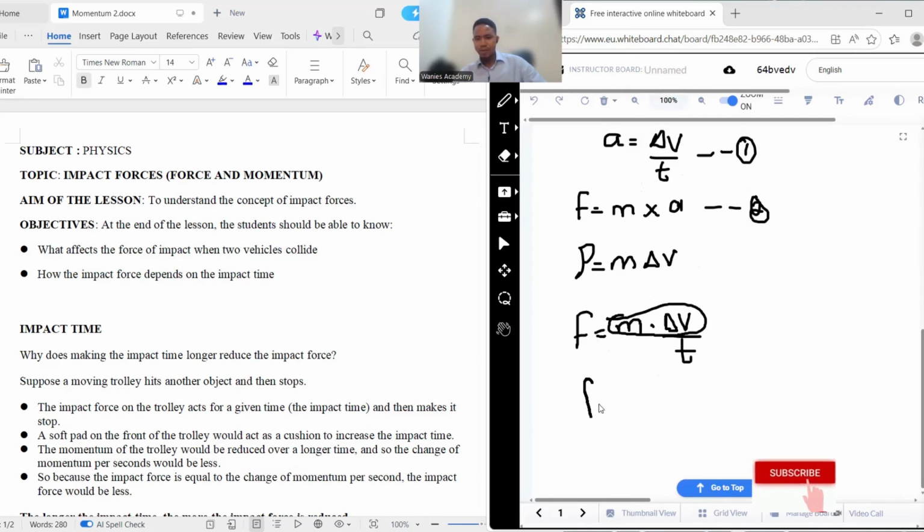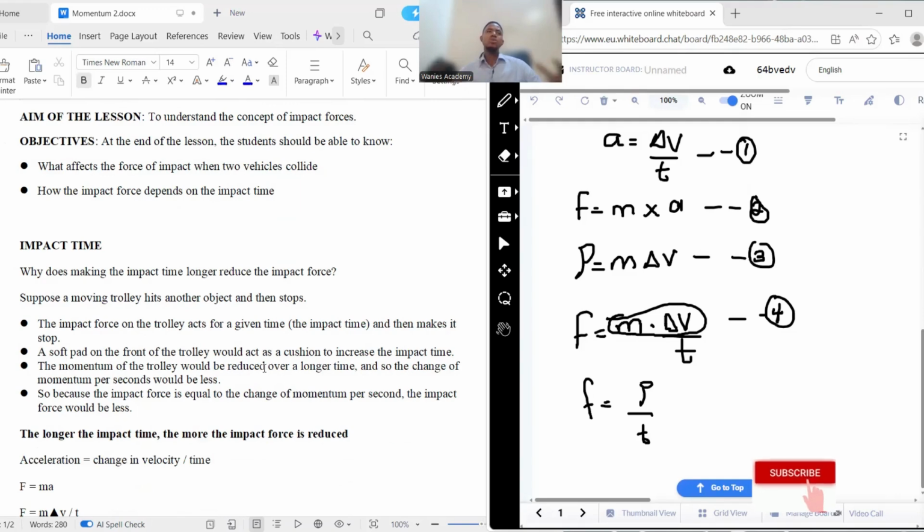So that is F equals, substituting equation 3 into equation 4. Then we can see that momentum, the product of mass and velocity, is what is in the numerator. So that's momentum divided by time taken. Recall that the denominator is what defines the magnitude of the equation, whether it will be increased or decreased. So that is why the time taken, or the impact time, says more about the force.